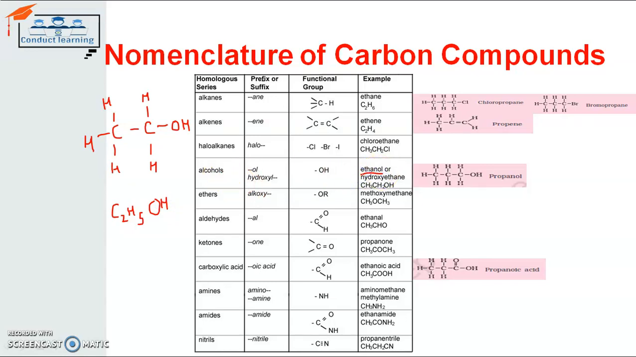In this ethanol, the functional group is OH. The number of carbon atoms, because it's ethane, is 2, and the number of hydrogen atoms will become 5, because in ethane, one hydrogen atom is replaced with the one functional group OH.